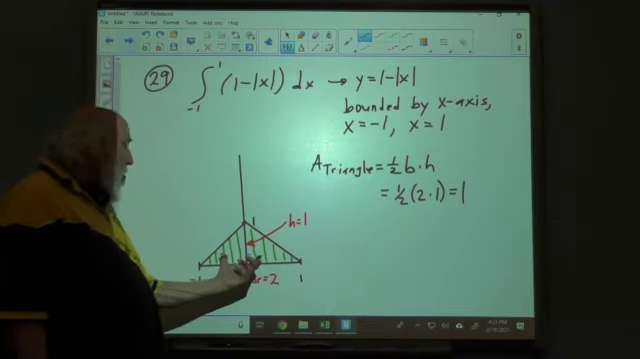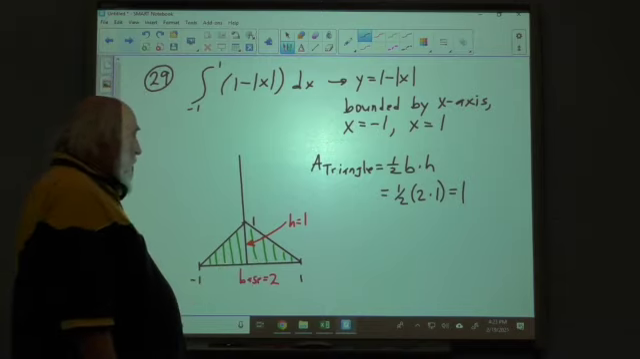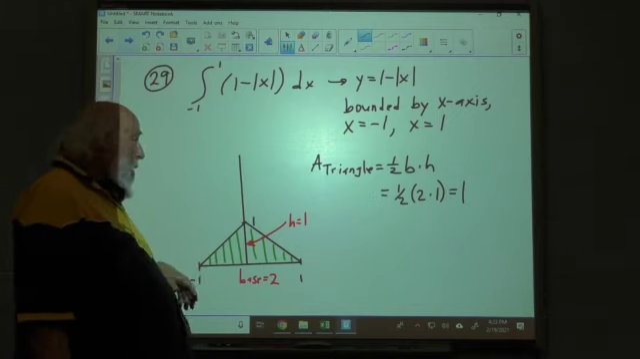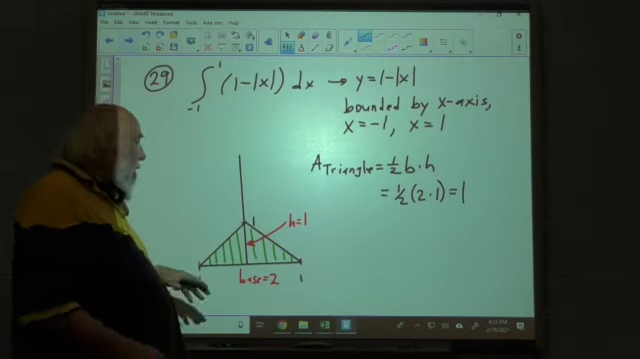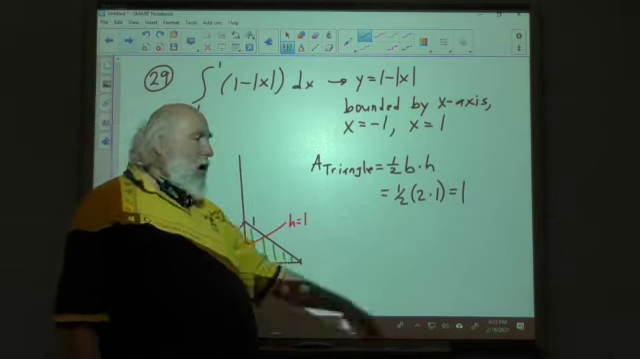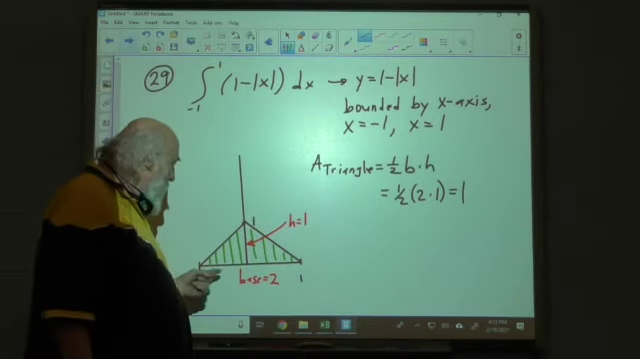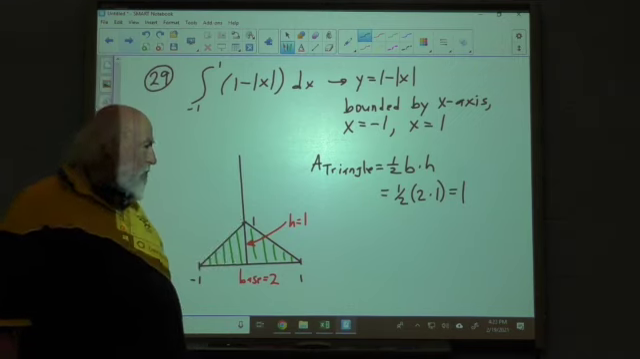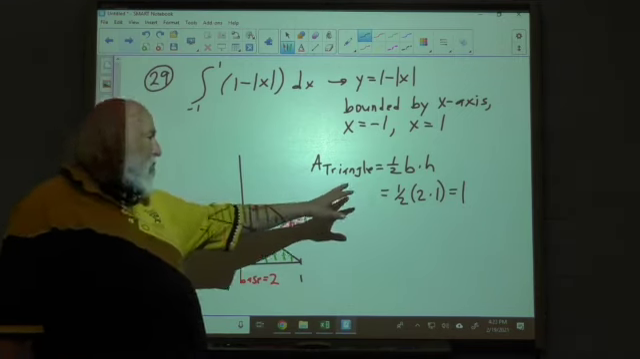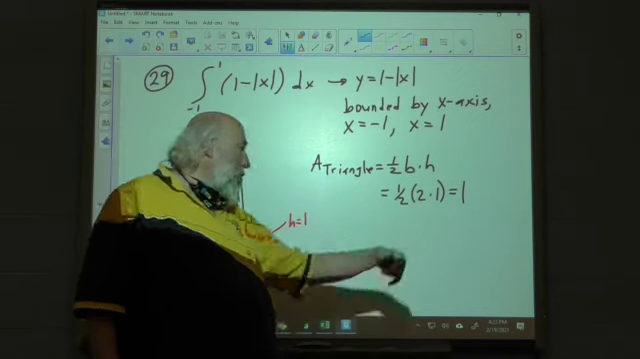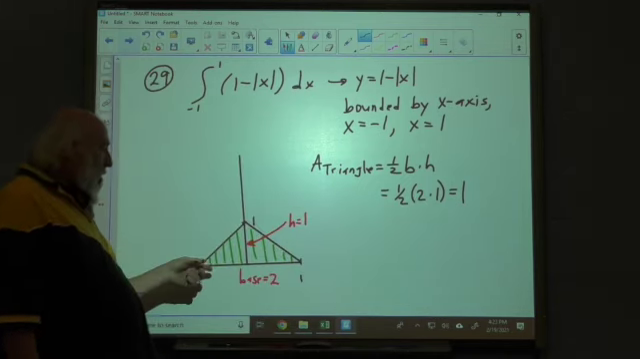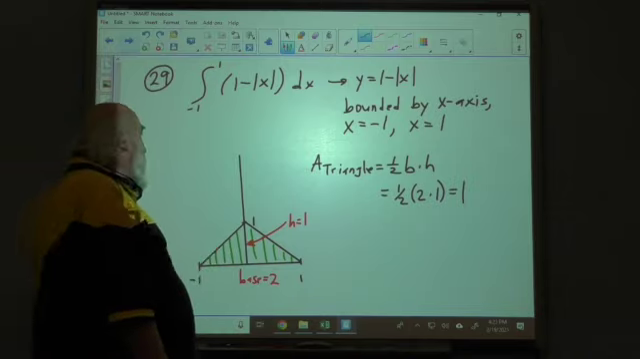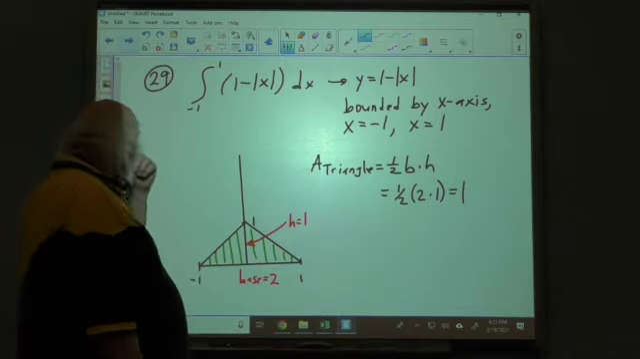But it turns out looking like an isosceles triangle. And since this is just like a regular triangle, which is again 1/2 base times height, we have to identify the base, which is the 2 right here, and the height here, which is 1. And 1/2 base times height is 1/2 times 2 times 1, which is just plain 1. So the area of that is 1 square unit, I guess.